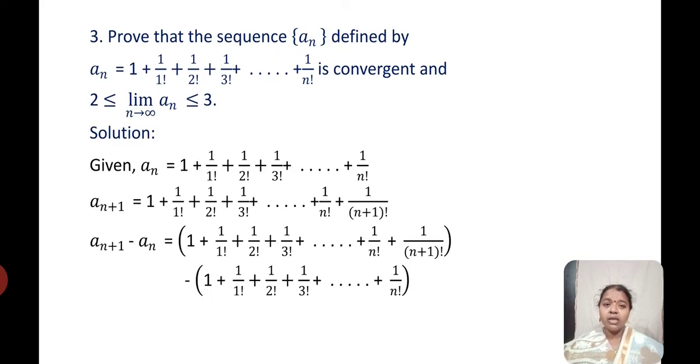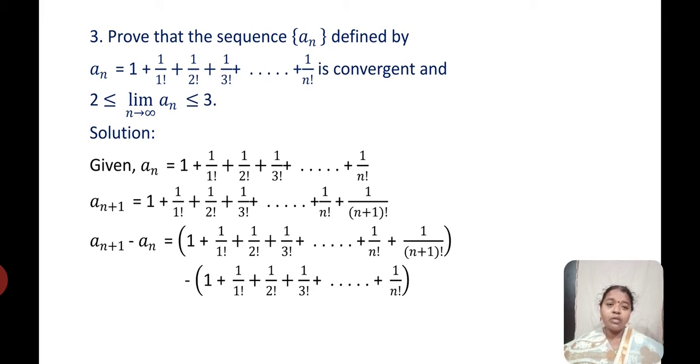Let's go to the next problem. Prove that the sequence an defined by an is equal to 1 plus 1 by 1 factorial plus 1 by 2 factorial plus 1 by 3 factorial and so on plus 1 by n factorial is convergent and its limit value lies between 2 and 3. This is an important problem.